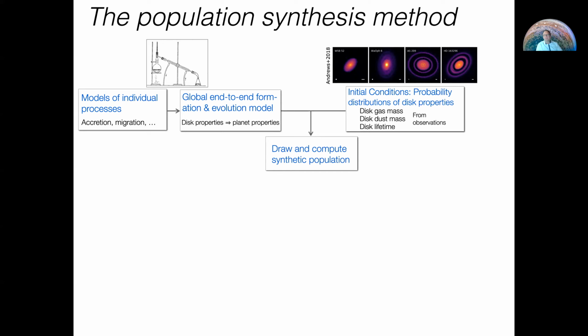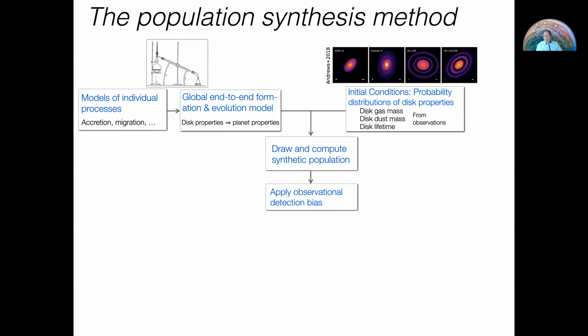Then in the next step, we draw from them. And each time we then use our global end-to-end model to produce one synthetic planetary system. And then we do that many, many times, which can actually be quite time consuming. We'll come back to that also. In the next step, like this, we then get the full underlying synthetic population.